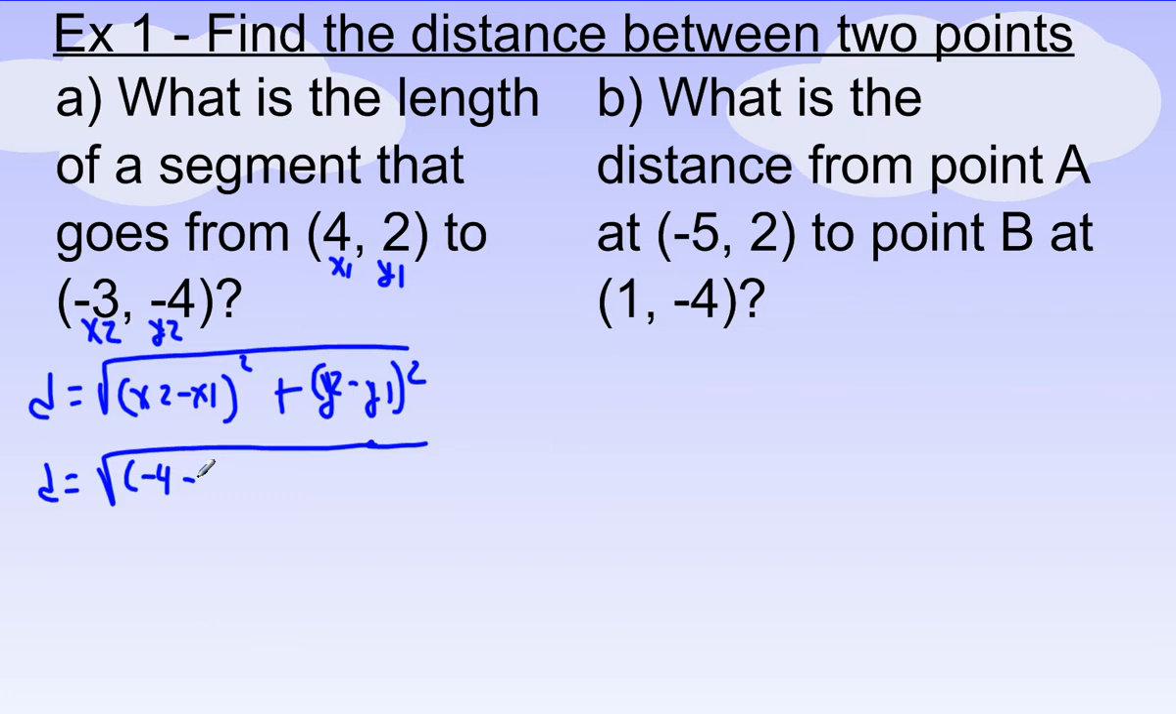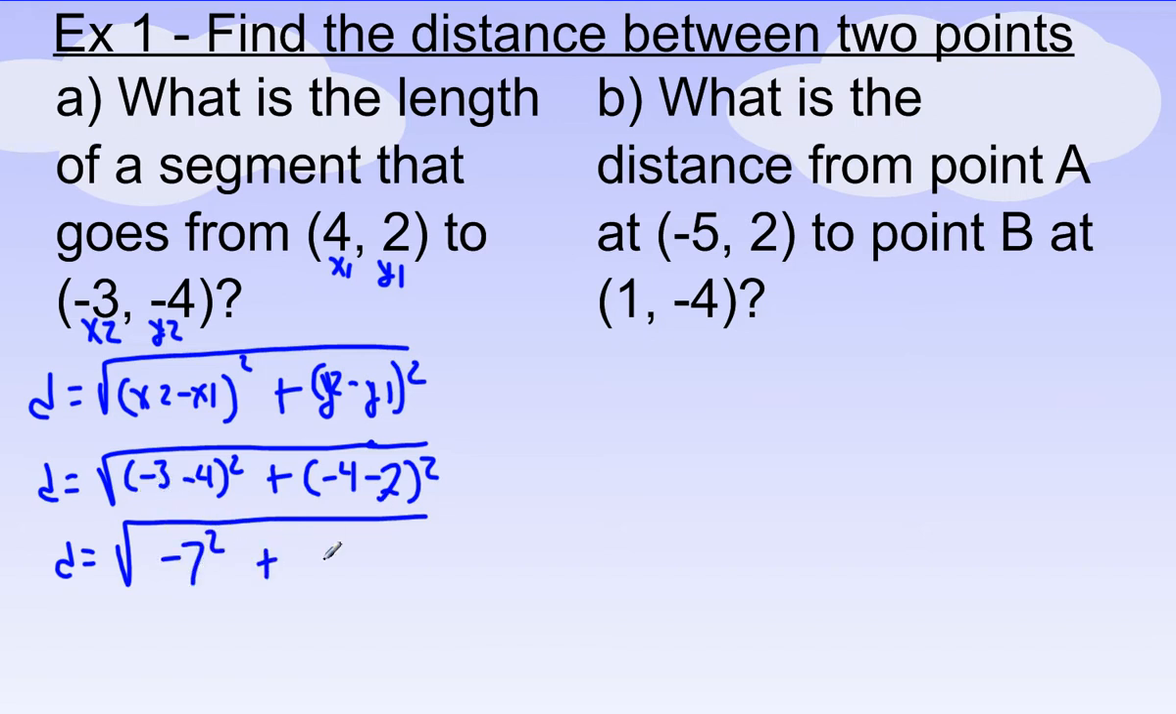x2 minus x1 squared plus y, oopsie, I messed up. x2 is -3. So (x2 minus x1) squared plus (y2 minus y1) squared. That gives me (-7) squared plus (-6) squared.